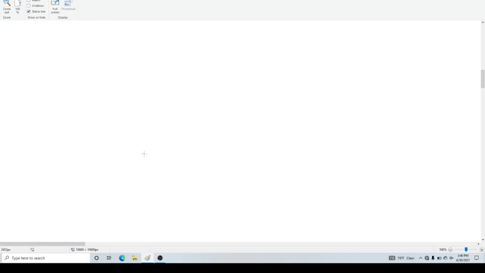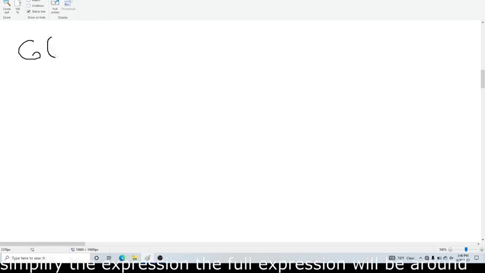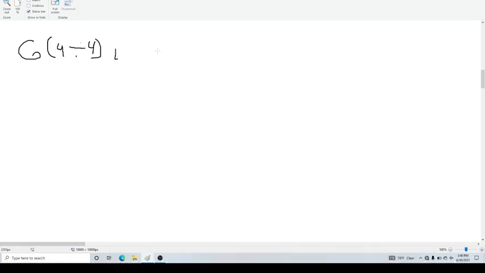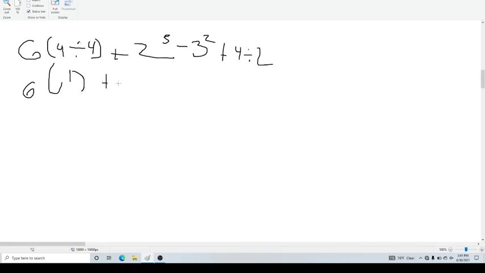Let's do one more. 6 times the quantity of 4 divided by 4 plus 2 cubed, minus 3 squared, plus 4 divided by 2. All right, so off the bat, we have a parentheses, so we have to do that first, like always. So we have 6 times 4 divided by 4 is 1, plus 2 cubed, so 2 to the third power, which is 2 times 2 times 2. It'd be 8. Minus 3 squared, plus 4 divided by 2.